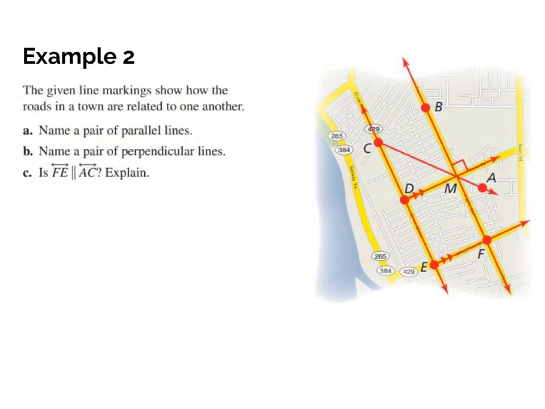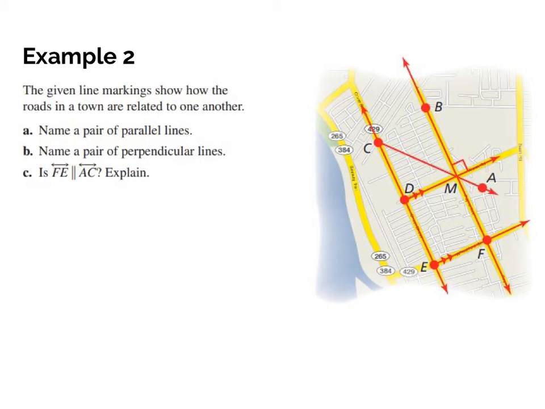All right, here's kind of a real-life example of these different types of lines. Specifically, we're going to look at parallel and perpendicular lines. So in A, it says, name a pair of parallel lines. So based on this diagram, if we want to recognize two lines as being parallel, what we want to look for are those arrows. Remember, on a diagram, we're going to use those arrows to show that they're parallel.